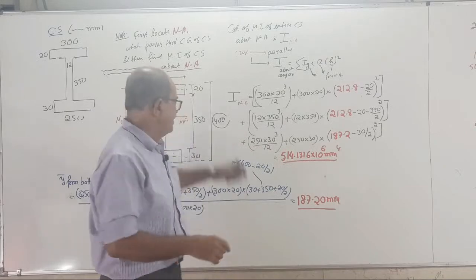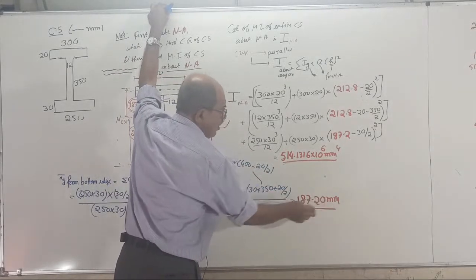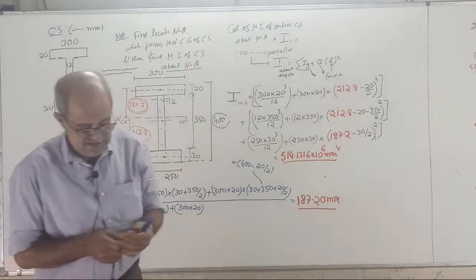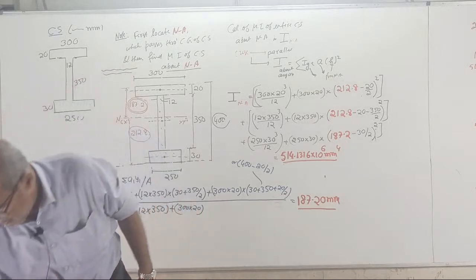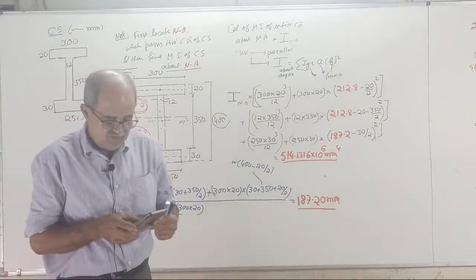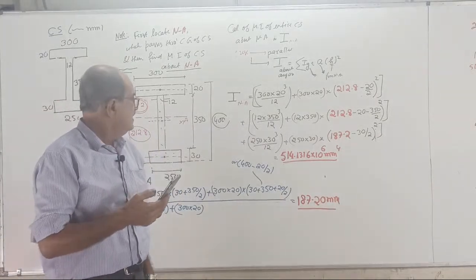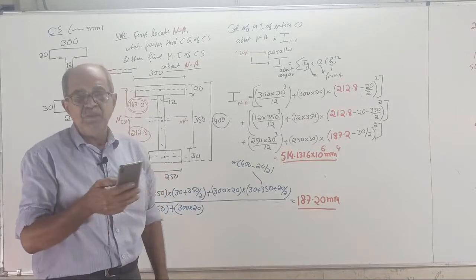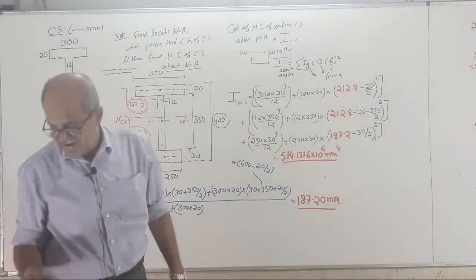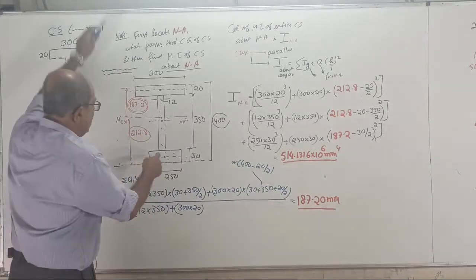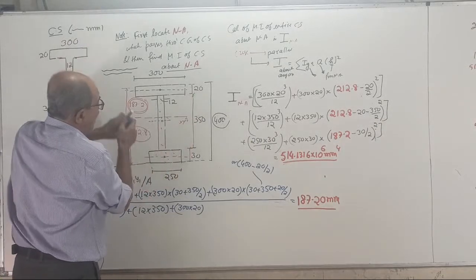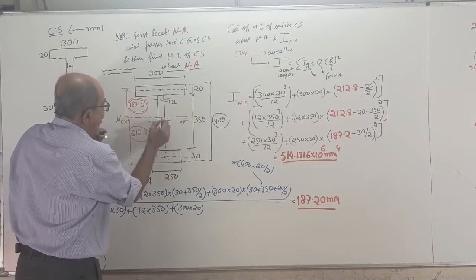So Y bar, how much did you get? 187.2 is from where? Is that Y bar from the top edge or bottom edge? Whatever you got, is it from the top edge or the bottom edge? From the bottom edge. So, see here, this is 30, this is 350, and this is the midpoint of the web.